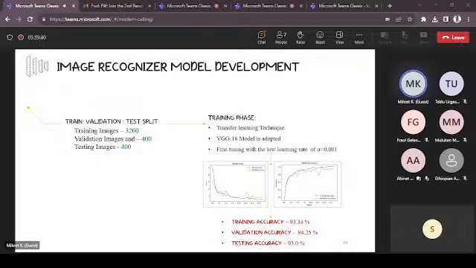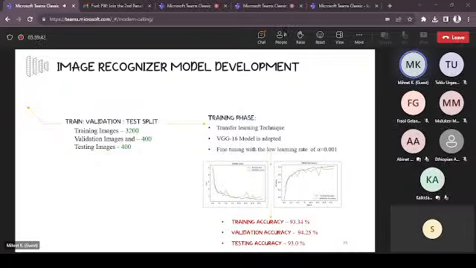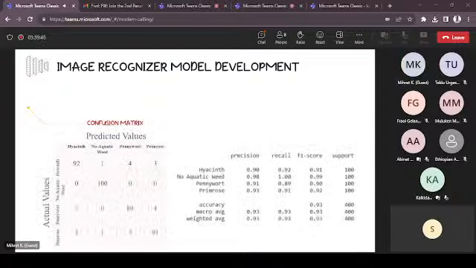The accuracy levels we see here were obtained for the training, validation, and testing sets. Further analysis has also been done to calculate the confusion matrix and precision, recall, and F1 score for the trained model.